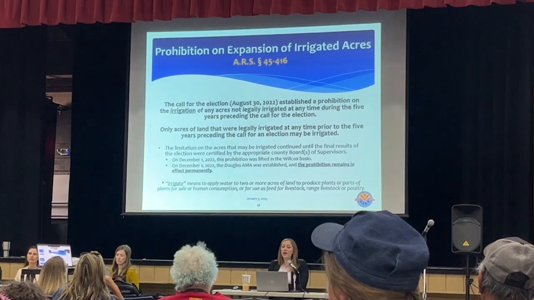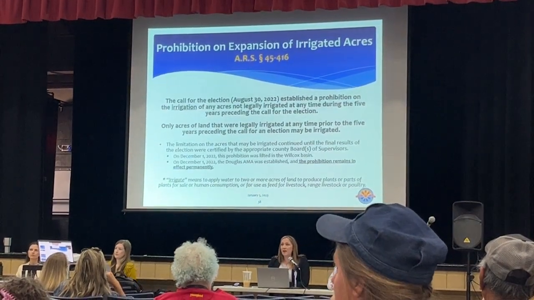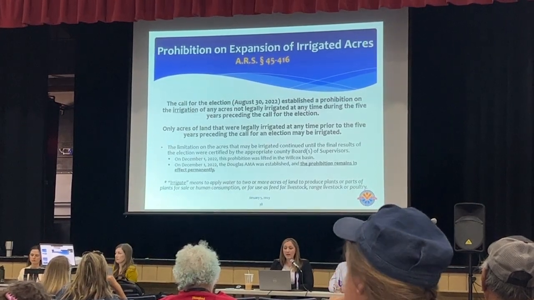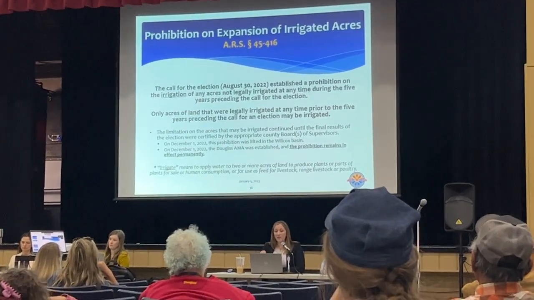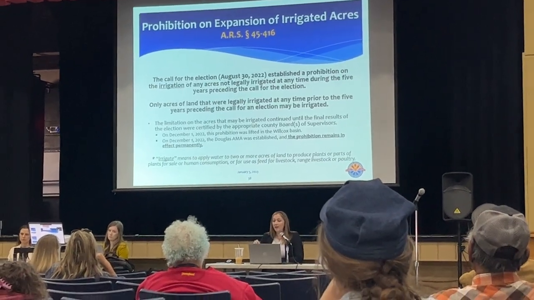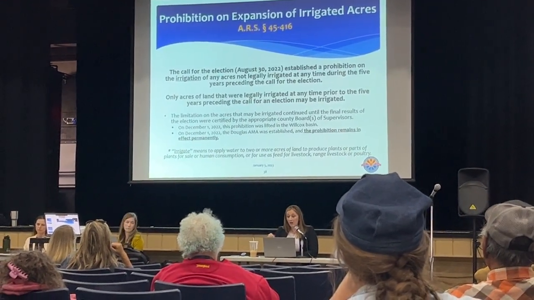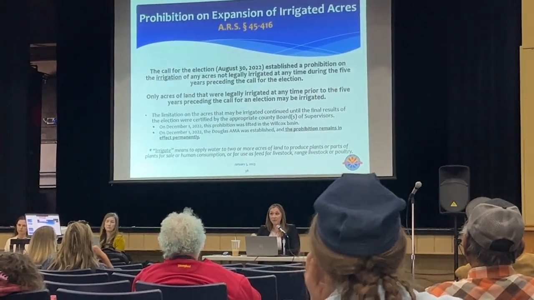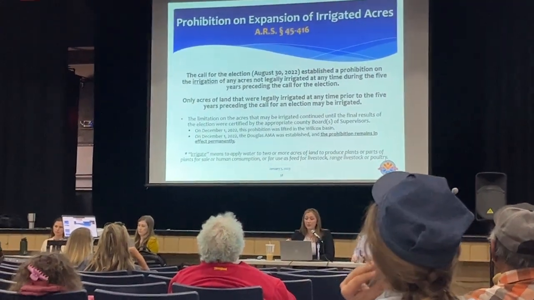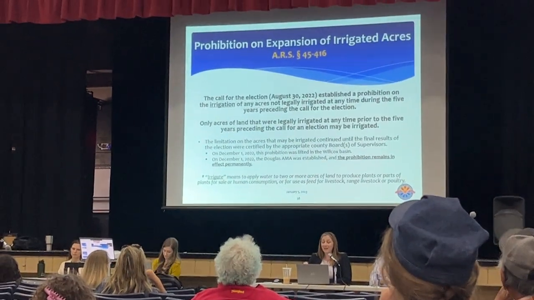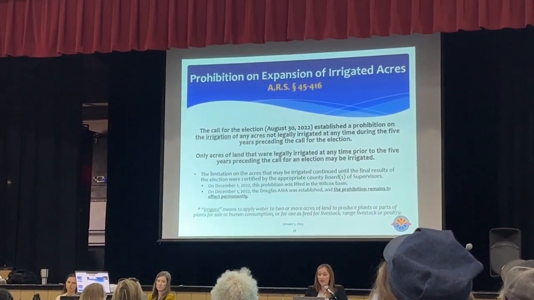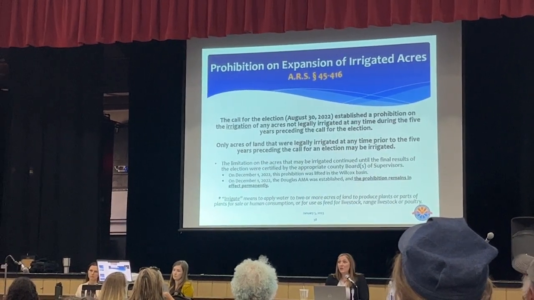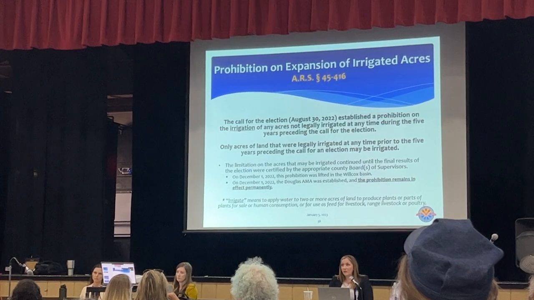All right, so an update on the sequence of events that led us here. The call for the election occurred on August 30th, 2022. On that date, that call for the election established a prohibition on the irrigation of any acres not legally irrigated at any time during the prior 5 years. No notice was given to people prior to that.